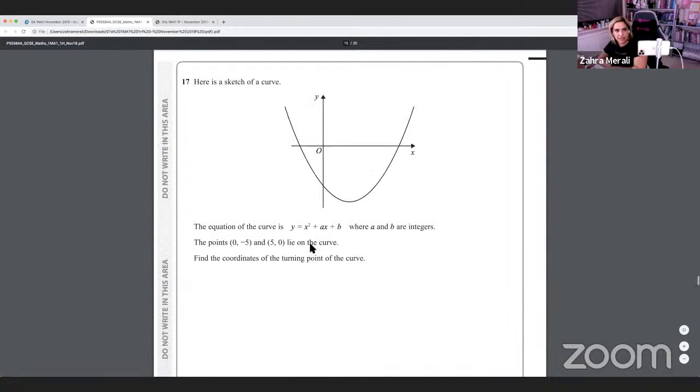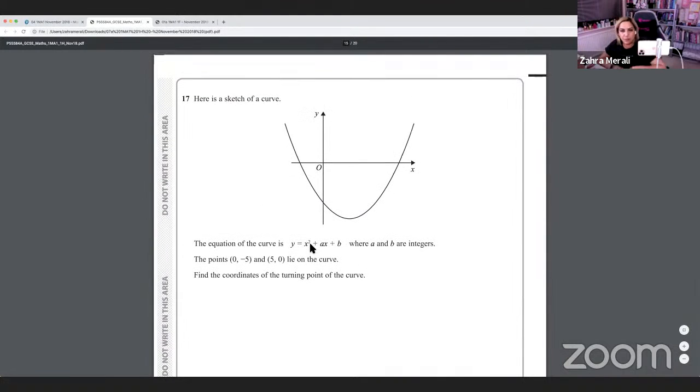Right, here is a sketch of a graph. The point (0, -5), that's here, and (5, 0) lie on the graph. So that must be 5. Right, straight away I can see my plus c, my bit that doesn't have an x next to it, must be minus 5. So I know that c is minus 5. So I've got y equals x squared plus ax minus 5.